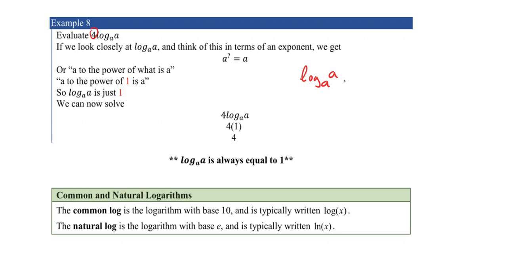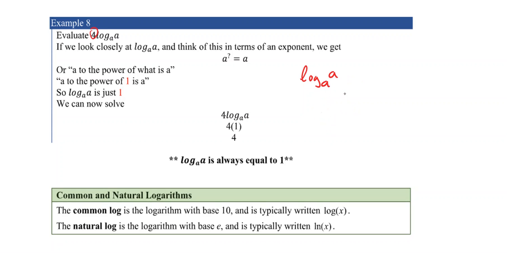We can say, okay, if we wrote this in exponential form, this would be the same thing as saying a to the power of what is equal to a, right? A to the power of what is equal to a? Well, that's got to be 1, right? A to the power of 1 would be equal to a.